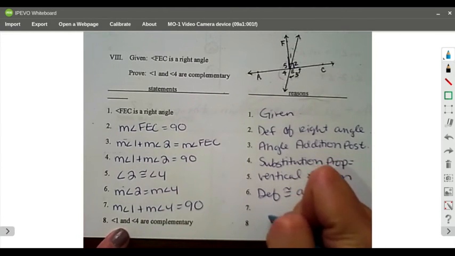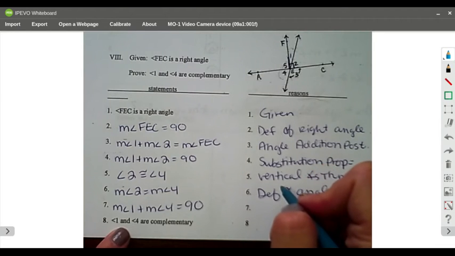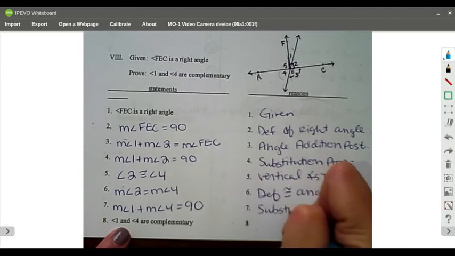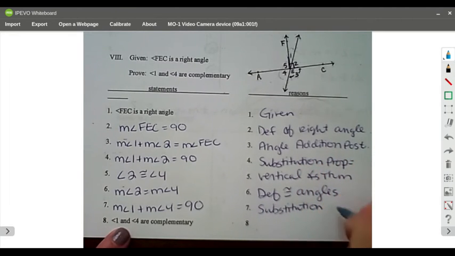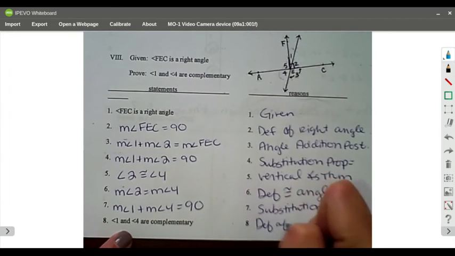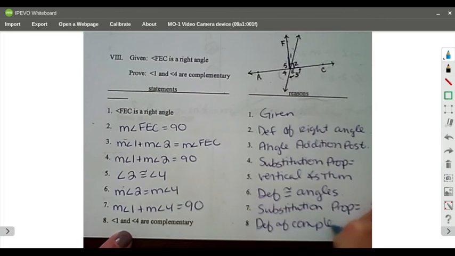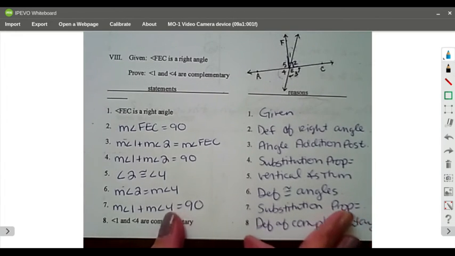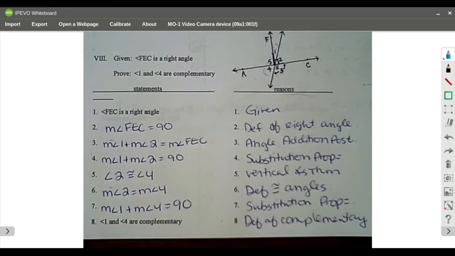Sorry, I was a little bit all over the place explaining this. Halfway through I started trying to do it a different way than what I originally planned. So anyway, this is substitution, and then definition of complementary. Okay, hopefully you were able to follow that. So that's that one.